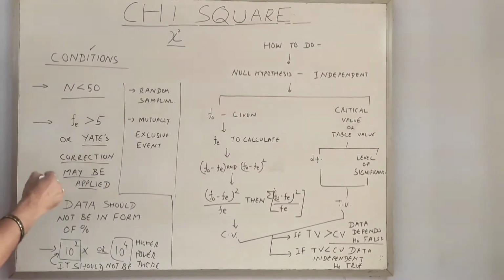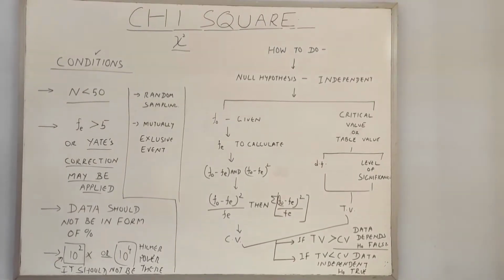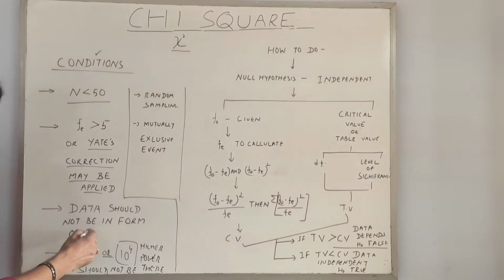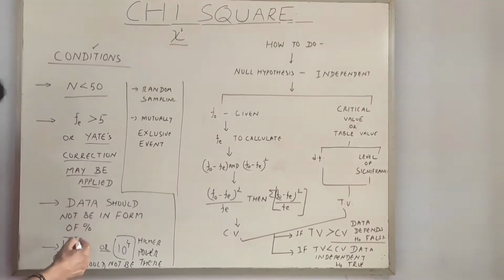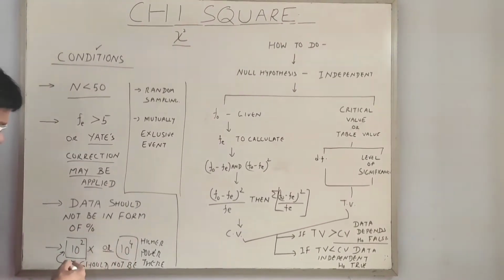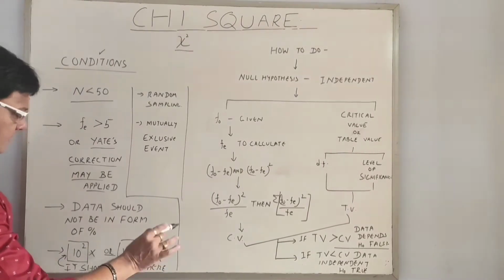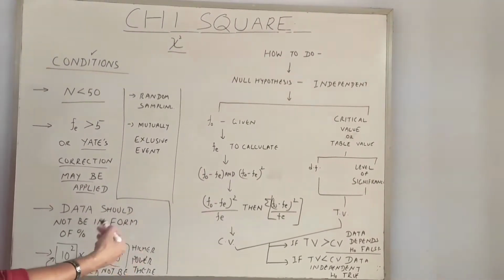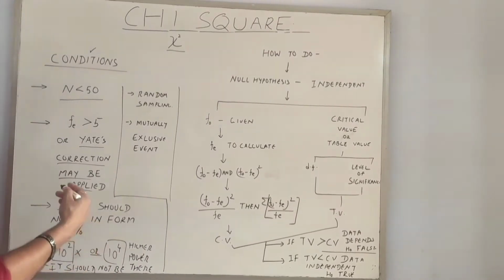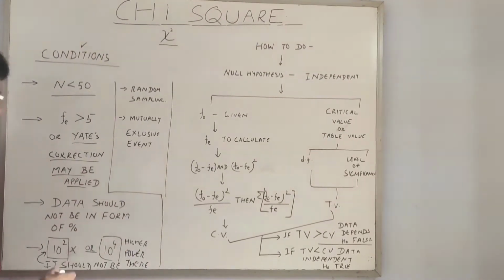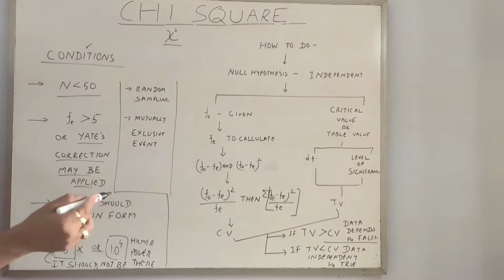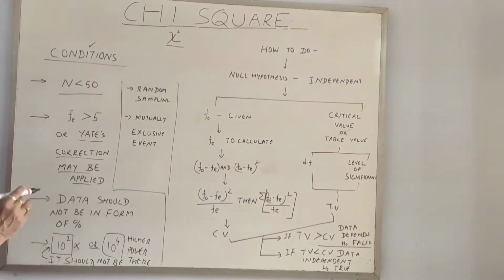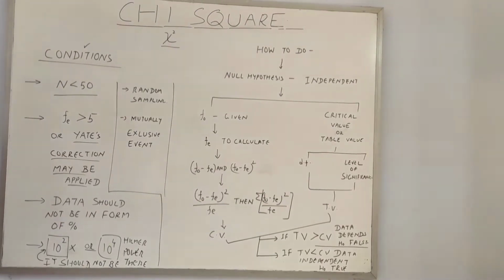The third condition, or you can say assumption, is that data should not be in the form of percentage, or squares and higher powers, like 10 square, 10 to the power 4, 10 cube, 10 to the power 7, or percentages like 7%, 8%, 15%. It should be in the form of fixed numbers.